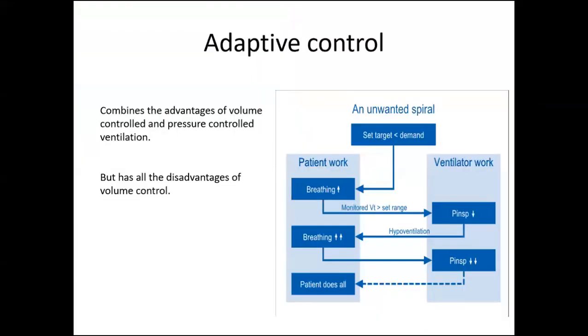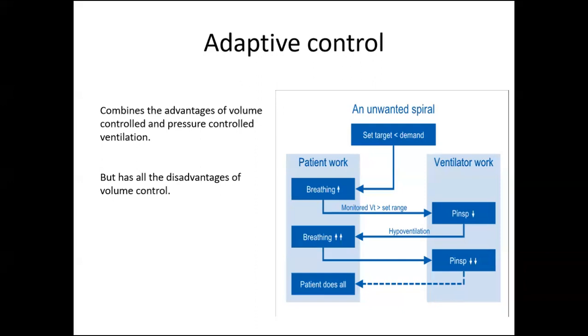Is it clear? The main disadvantage of PRVC mode is when the patient starts breathing, the volume delivered to each breath keeps on varying depending on the patient. The patient does more work, less work, more work, less work. The volume will be varying. So it is not to be used in a patient with spontaneous breathing.